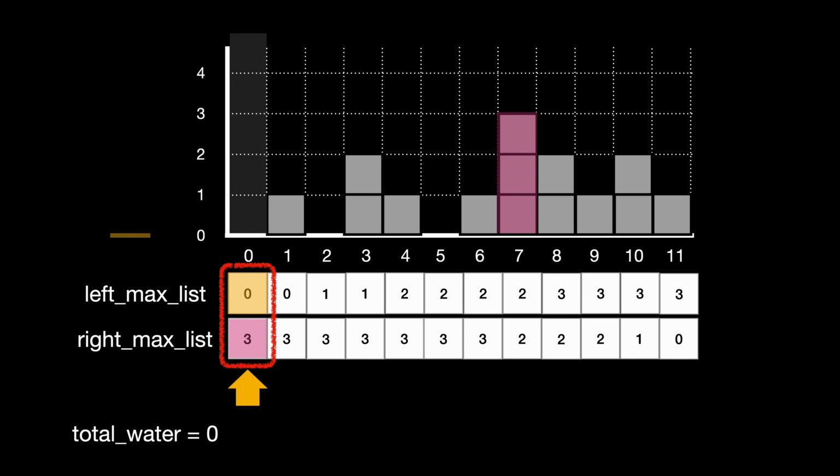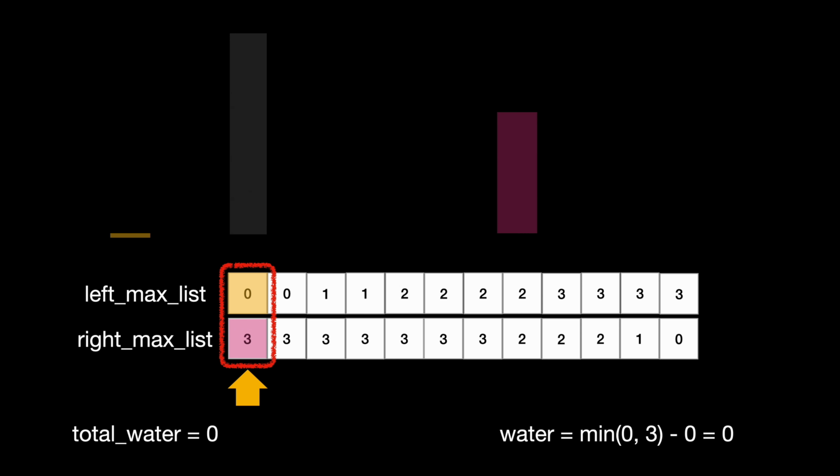Now, let's go from left to right. At each position, we take the smaller of the left and right max heights and subtract the height of the current bar. So, at position 0, min(left max, right max) is 0, and the current height is also 0. So 0 minus 0 is 0. We add that to total water.